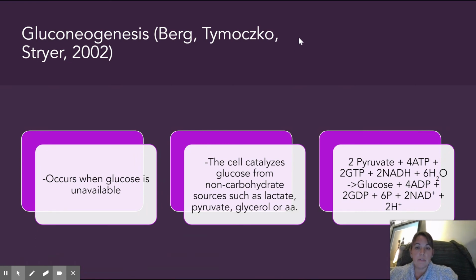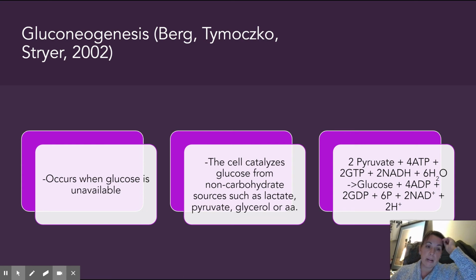Okay, so gluconeogenesis, which is kind of the opposite of glycolysis. Rather than breaking down the six-carbon glucose, gluconeogenesis takes non-carbohydrate sources of carbon and creates glucose molecules. This occurs when glucose is unavailable. So the cell creates glucose and catalyzes it from non-carbohydrate sources, such as lactate, pyruvate, glycerol, or certain amino acids.